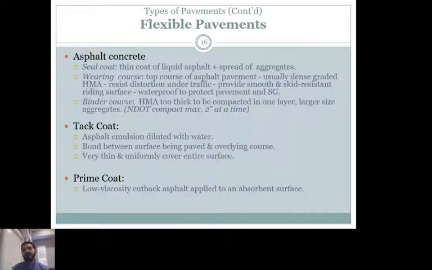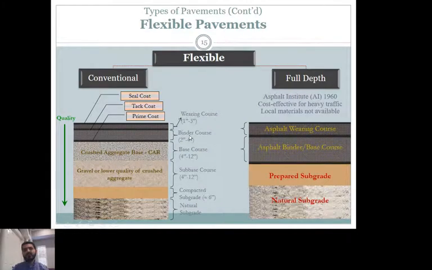The binder course, this is the HMA too thick to be compacted in one layer, so larger size aggregates. For example, for Nevada DOT, compact maximum of 2 inches lift at a time. So the binder course, or any other asphalt layer, if let's say you come to design the binder course and you say 6 inch, I cannot compact a 6 inch asphalt layer at once. We compact them as lifts. Every lift is 2 inches, maximum is 2 inches.